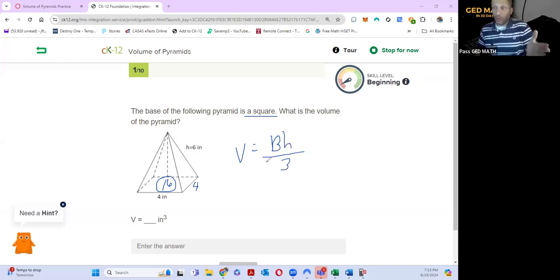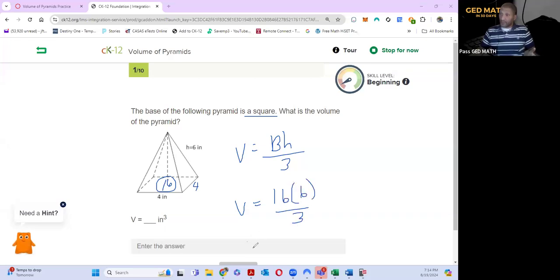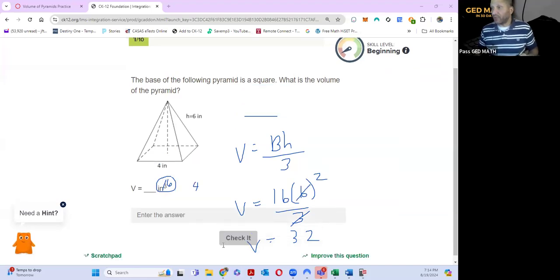This is what you should be doing for every problem: writing down the formula from your formula sheet and then plugging it in. V equals 16 times 6 divided by 3. 3 goes into 3 once, 3 goes into 6 twice. 16 times 2 is 32. That's how you should be doing this problem. And then you go check it. Let's see if we're right. 32.